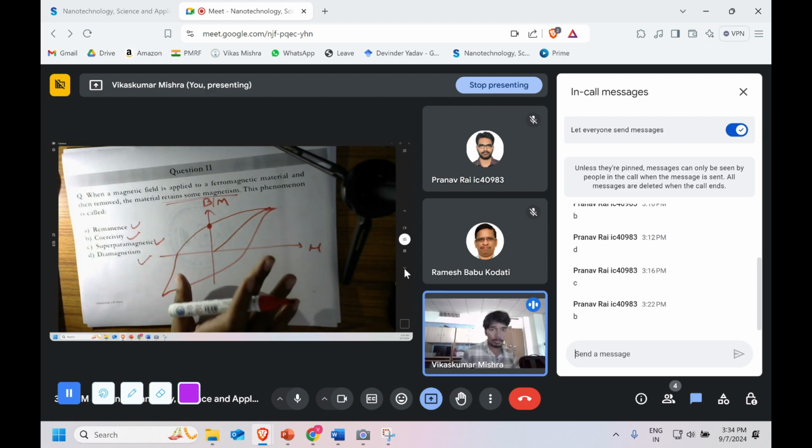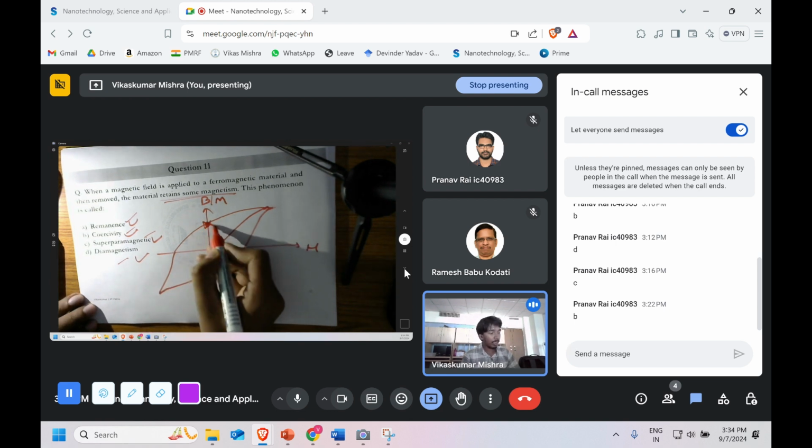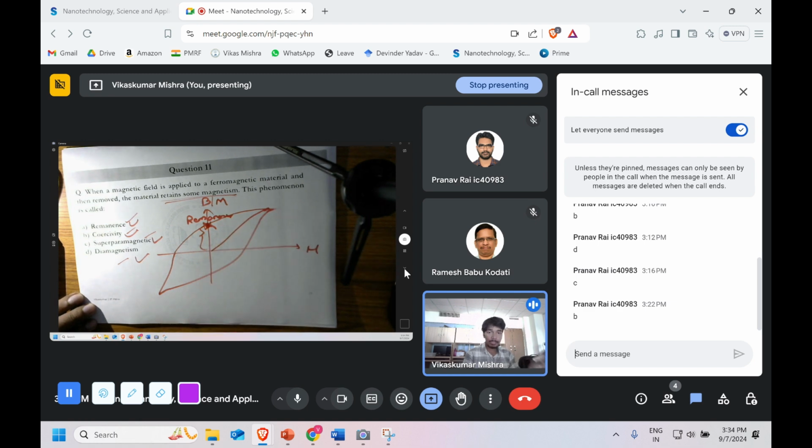So what do you think? What is your opinion on that? We have learned in the class whether it will be remnants, coercivity, superparamagnetism, or diamagnetism. We are aware that this leftover part is known as the remnants. The word itself means leftover. So the right answer for this particular thing is option E.